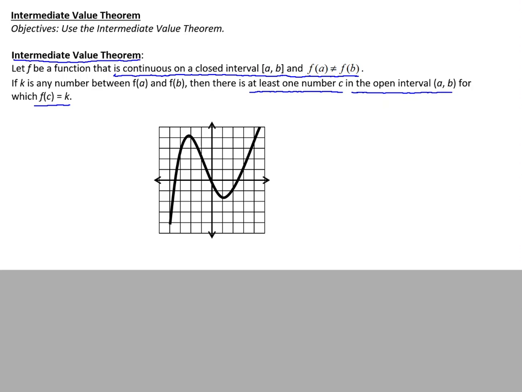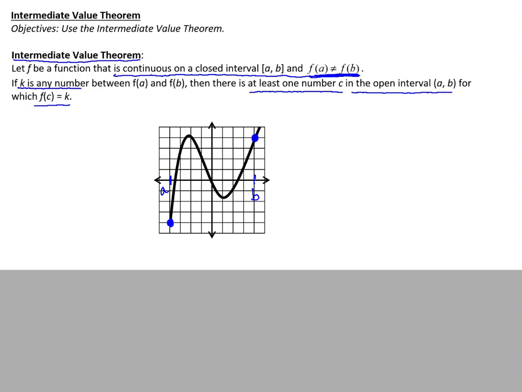Let's take a look at this picture. Let's say this is the x value a, and over here we've got the x value b. Clearly this is a continuous function, and our quick graphical check is we can trace the graph without picking up our pencil. No holes, no jumps. f of a would be this y value down here, that function value, and f of b would be that function value up here. Notice those y values are not equal to each other.